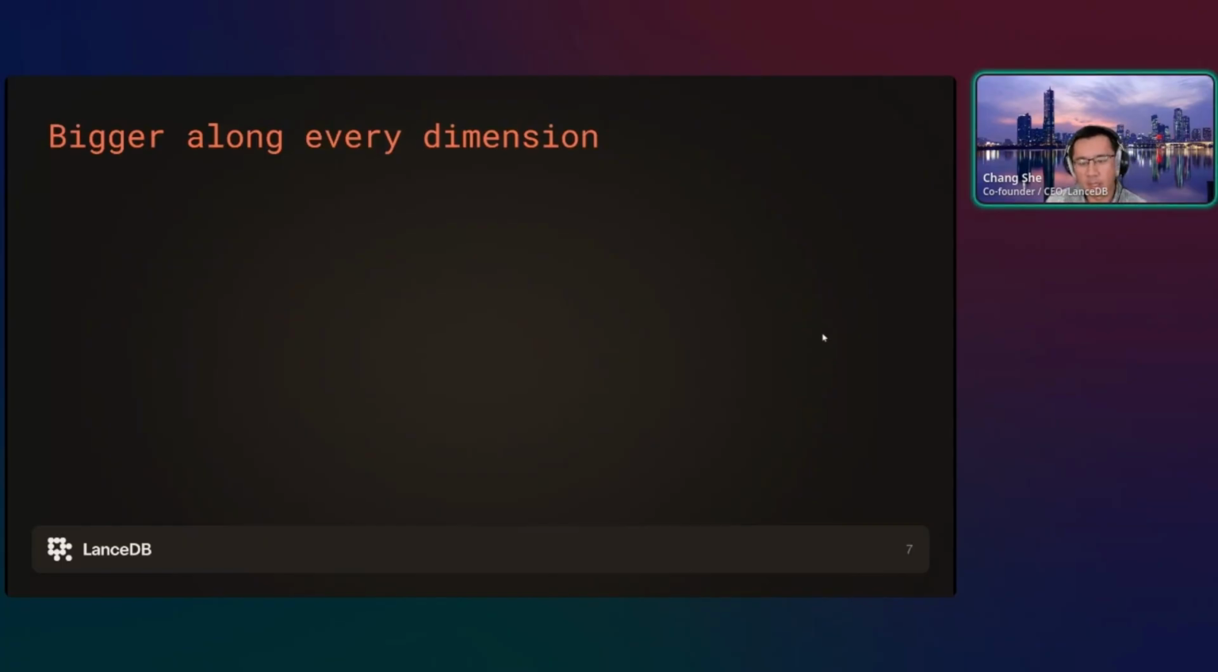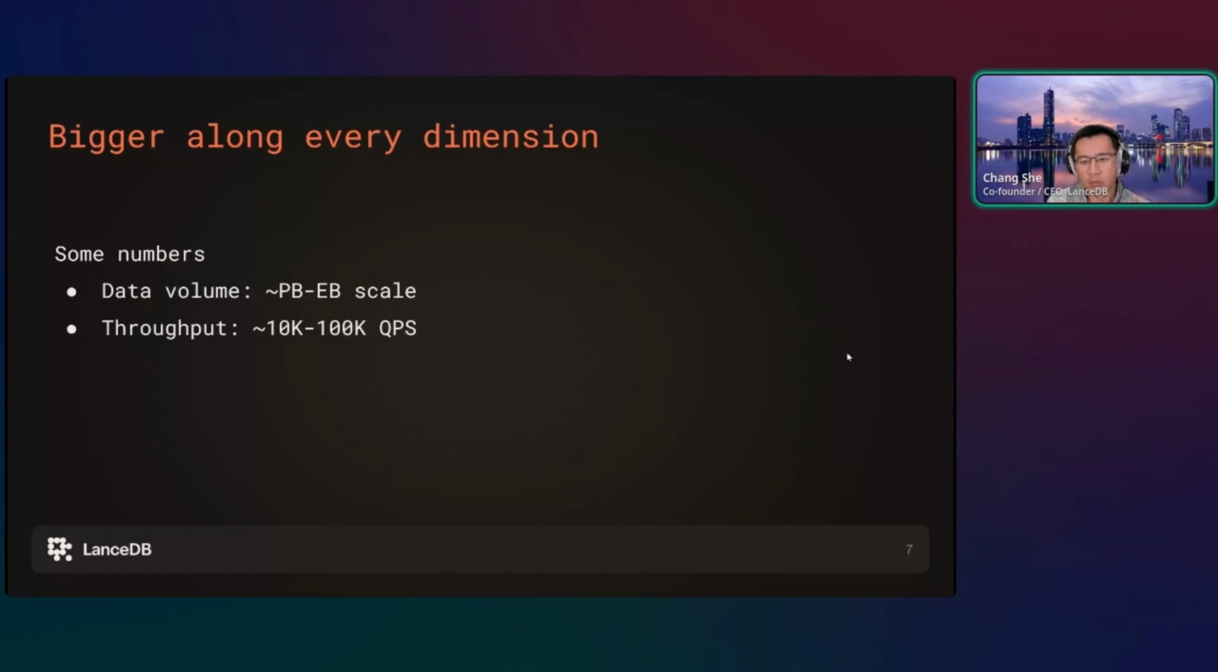So to summarize all these bottlenecks, everything is bigger along every dimension because of multimodality and because of agents, right? So data volumes now are at PB to exabyte scale. Throughput is tens of thousands, hundreds of thousands of queries per second. This is on up to that for a single table, right? The number of tables is also much bigger, and latency requirements are much higher, right?